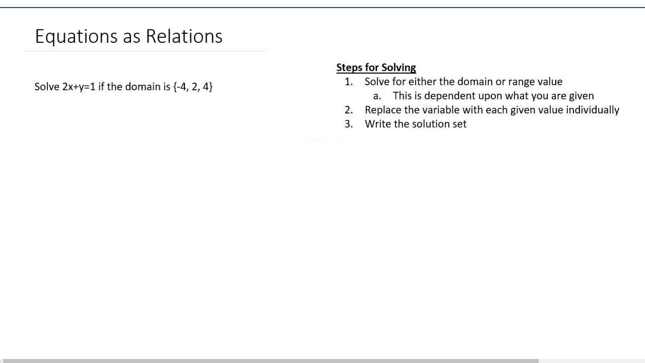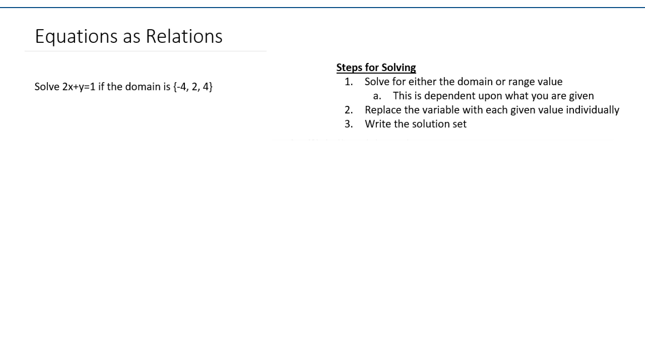Today what we're going to look at is equations as relations. So the last few days we've been looking at ordered pairs and relations, which remember relations are just a set of ordered pairs. So what we're going to look at today is if we have an equation and we're given a domain or we're given a range, how to find the solution set.